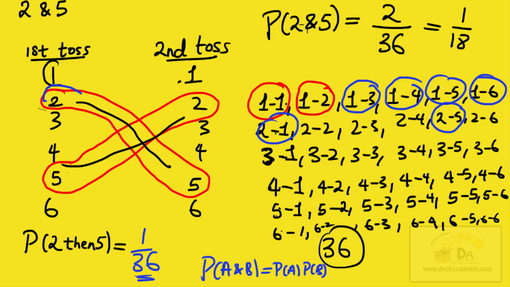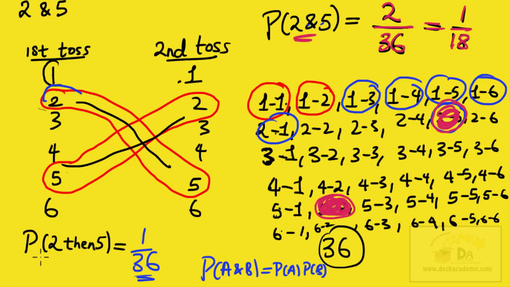So the probability of getting a 2 and a 5 is just simply equal to the number of ways you can get a 2 and a 5. Well, here's one way. Getting 2 in the first toss and a 5 in the second toss. And so I'll shade that. And here's another way. Getting a 5 in the first toss and a 2 in the second toss. So there are 2 ways in which you can get a 2 and a 5. So it's 2 divided by the total number of outcomes, 36, which gave 1 over 18.